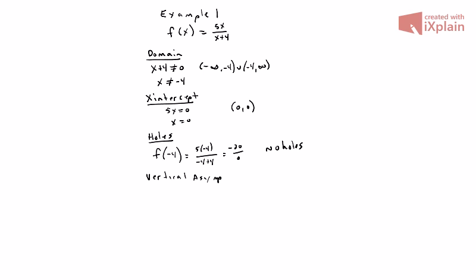Remember, to help distinguish between the x-intercepts and the holes, you always want to write them as points, and you want to write all the asymptotes as equations of lines.